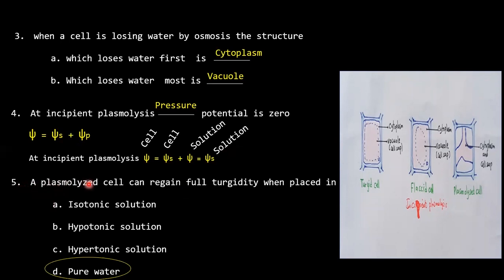A plasmolyzed cell can regain full turgidity when placed in what? So this cell is plasmolyzed. If it's placed in a solution that is less concentrated than the contents here, water will move in and water can move back into the plasmolyzed cell. If it's placed into a hypotonic solution, water can move back into the cell. But to gain full turgidity, it will need to be placed in pure water. Good. So let's now look at another question.